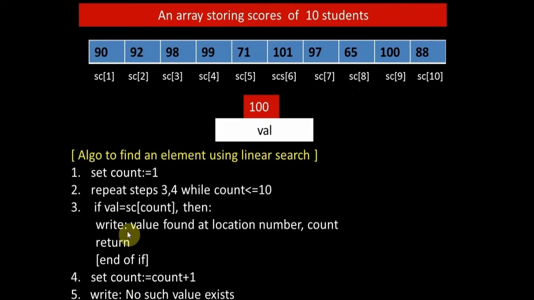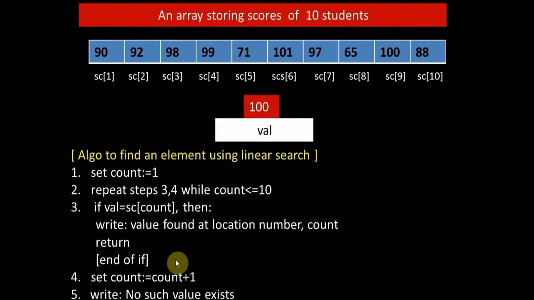What are these statements? We are going to print the message of success. So we will say value found at location number. What is the location number? 9. So the message will be value found at location number 9. Now there is no need to stay within this algorithm. So by using the return statement, we will return back.